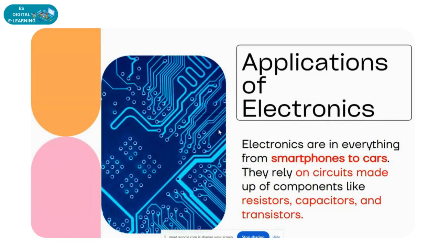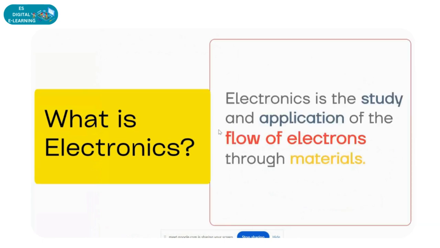As we know, the understanding of electronics applies specifically to smartphones and cars. We use components related to electronics every day, and everywhere there is a combination of resistors, capacitors, and transistors. So what is electronics? Electronics is the study and application of the flow of electrons through a material. Is it clear? If someone asks you what electronics is, you can give them this definition.